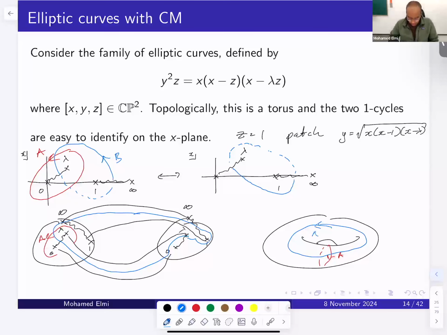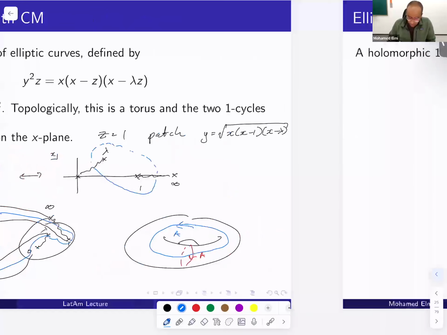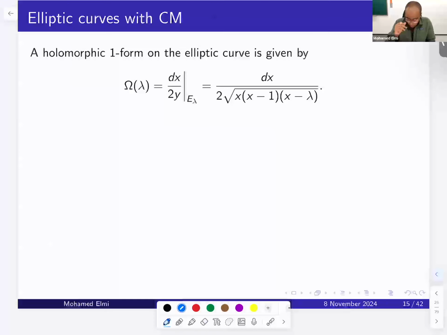Okay. So we have some one-cycles. They give you the homology of your elliptic curve at lambda. And we also have a holomorphic one-form. So this can be an exercise.